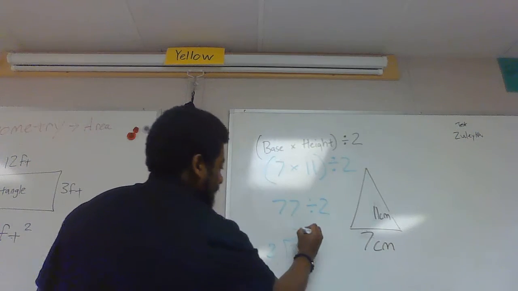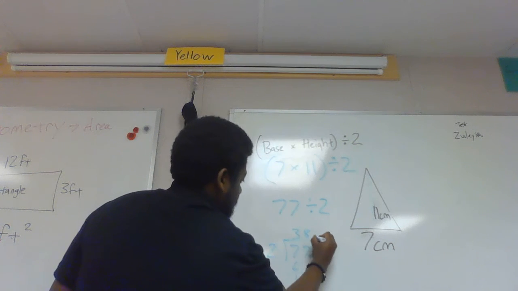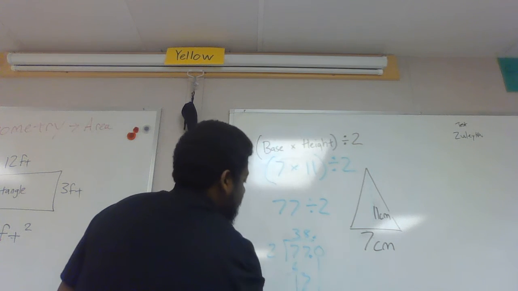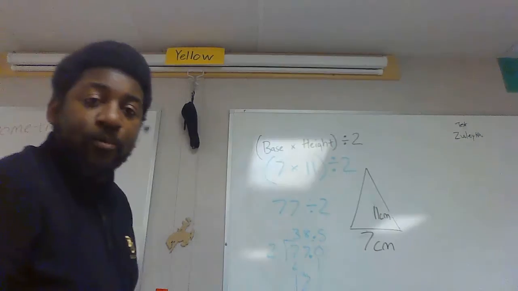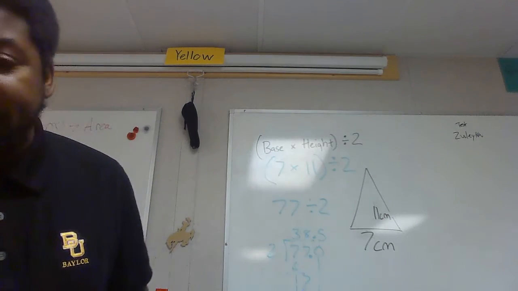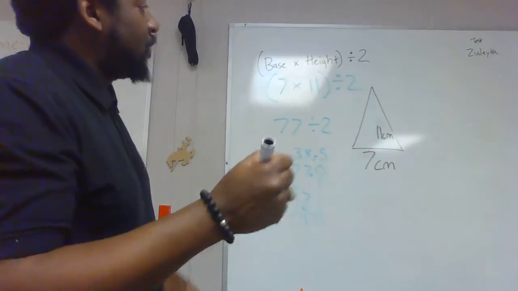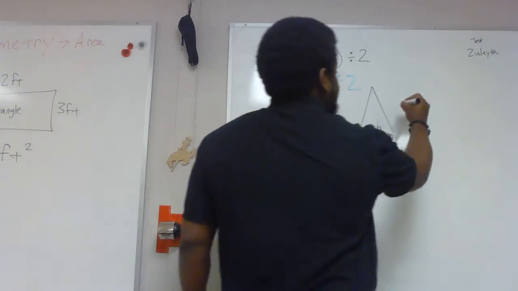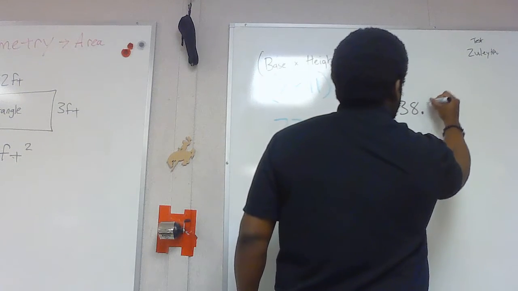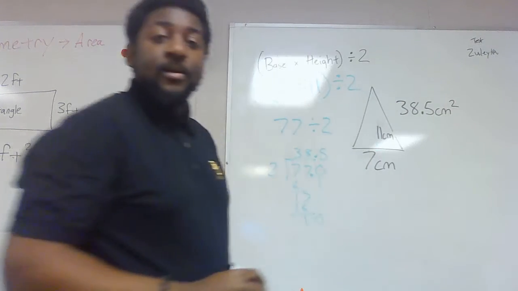2 goes into 7 3 times, and 2 goes into 17 8 times. 2 goes into 10 5 times. So I have 38.5. Hopefully you guys can see that. I'll write that a different color as well. I got 38.5 as my answer. So since I'm finding the area or the total space inside of the triangle, that is 38.5 centimeters squared.